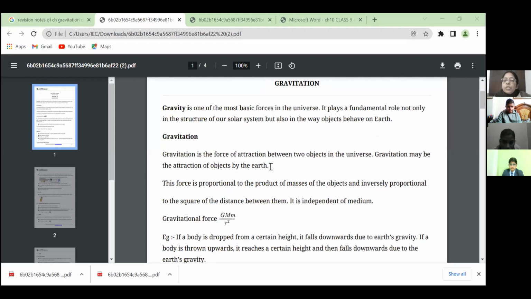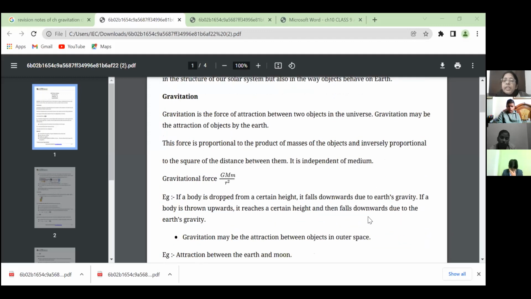It is the force of attraction between two objects in the universe. Gravitation may be the attraction of the objects by the earth, children. This force is proportional to the product of the masses of the objects, and it is inversely proportional to the square of the distance between them. And it is independent of any medium.